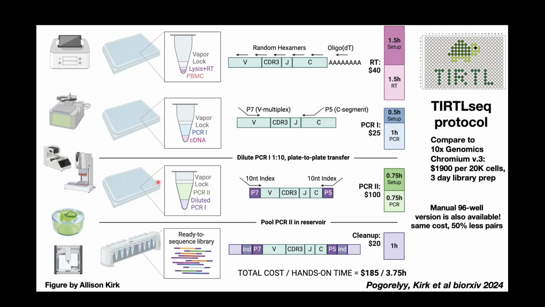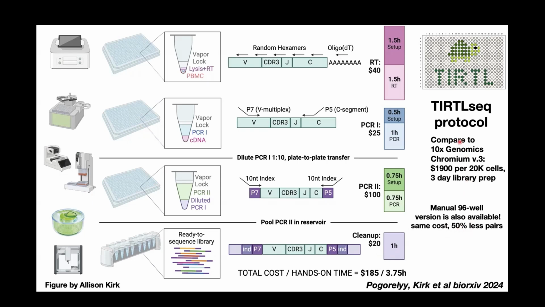If you don't have it, we also developed a manual 96 version of the protocol, which has the same cost. It is half as efficient in terms of pairing because you lose some resolution when you drop from 384 to 96 wells, but you could do it if you just have a multi-channel PCR machine. And the idea is the same. You don't extract RNA or DNA, you have your cells, you pipette them into a plate containing RT solution, you run RT, you pipette PCR1 master mix on top, transfer it to a PCR2 plate, and you're done.